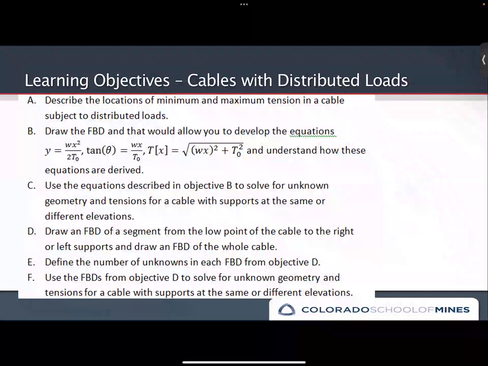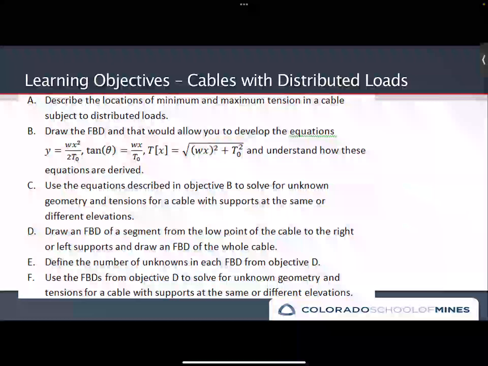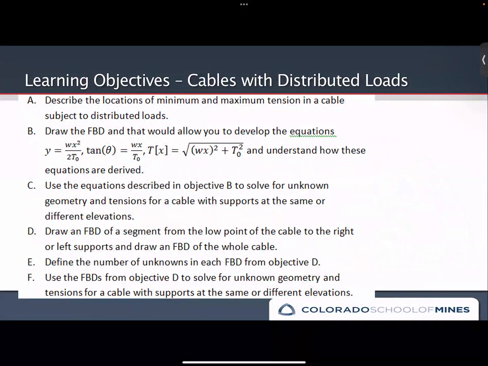Describe the locations of minimum and maximum tension in a cable that's subject to distributed loads. We'll talk about that. Draw the FBD that allows you to develop these equations. So we have a quadratic, we have a tangent of theta, and we have a square root of the sum of the squares equation. We'll talk about where all those come from. We'll derive those. And then we need to be able to use those equations to solve for these cable problems.